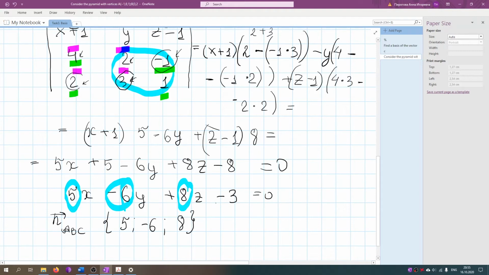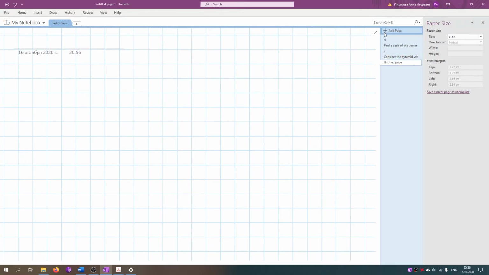And just for understanding, if we put this number here, it will be an equation of the plane. But for the normal vector, we just need only these three coordinates. And that's good. So we have found the normal vector to the plane ABC, and we have one more plane, which is SAC.